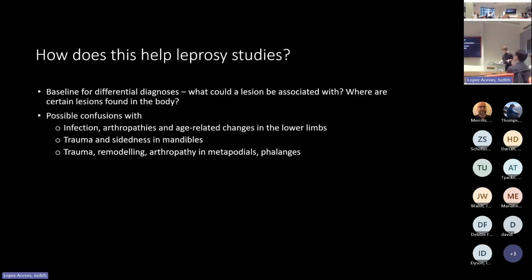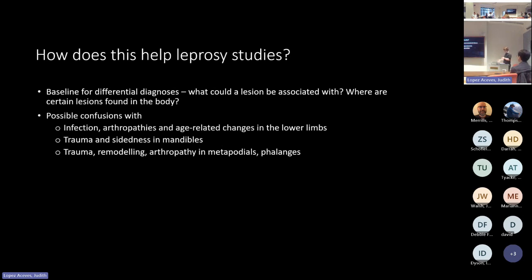How does this help leprosy studies? What is the point of all this? The analysis of the frequency of different lesion types in general and where they occur across the skeleton helps to build a baseline for differential diagnosis and helps us with questions such as, what could a lesion be associated with? Where are certain lesions found in the body?